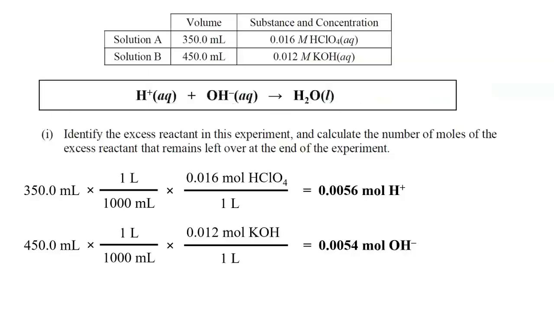Now these numbers are very similar to each other, but one of them is slightly larger than the other. So that's going to be our excess reactant, because H plus and OH minus react in a 1-to-1 mole ratio. We have a slightly larger number for moles of H plus. That's going to be our excess reactant. So the difference between 0.0056 and 0.0054, that difference will be how many moles of H plus remain left over at the end of the experiment.